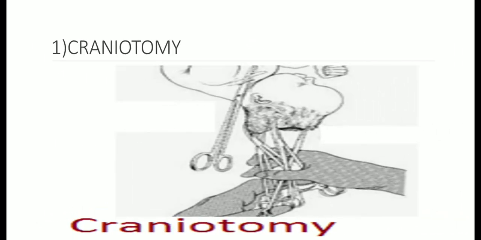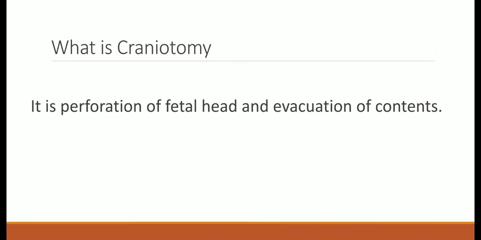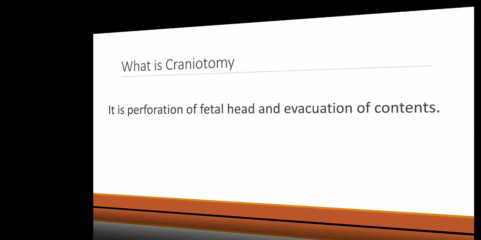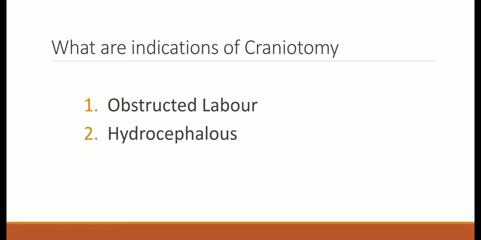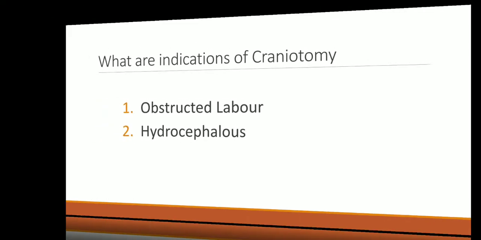First of all, we will discuss the first procedure, which is craniotomy. You can see from this figure that the cranium of the fetus is punctured in this method. So what is craniotomy? It is the perforation of the fetal head and evacuation of the contents. What are the indications of craniotomy? In obstructed labor, when it was difficult to deliver the head of the baby, craniotomy was performed, and also in case of hydrocephalus.